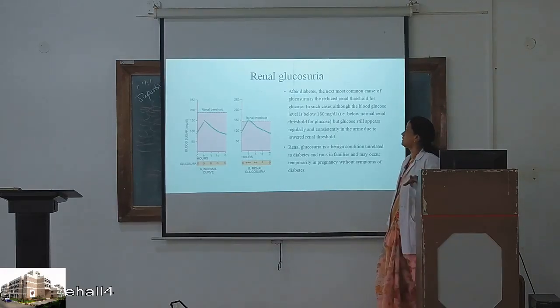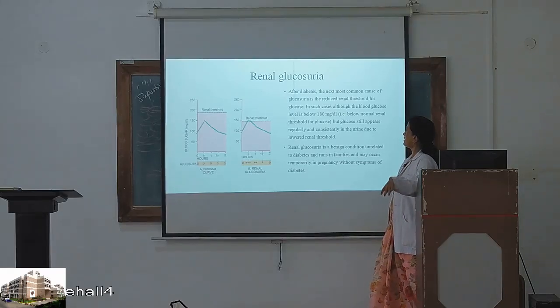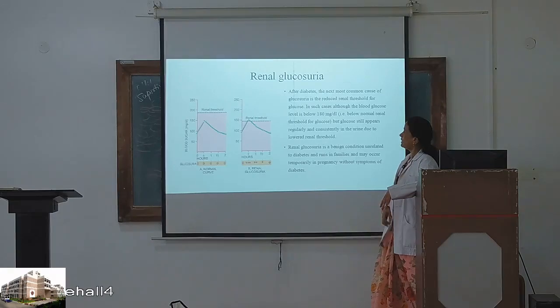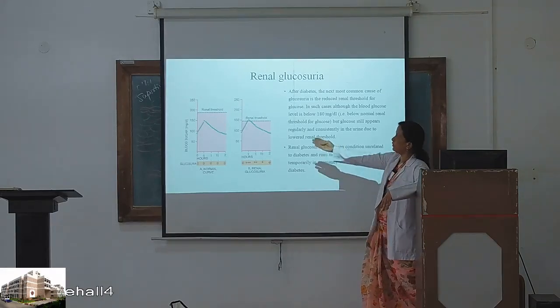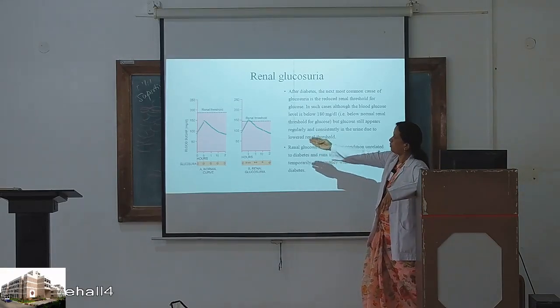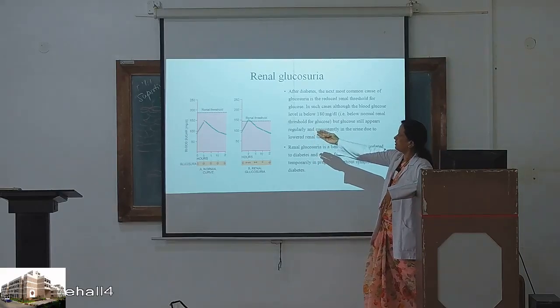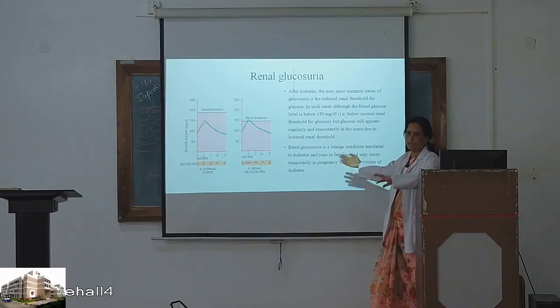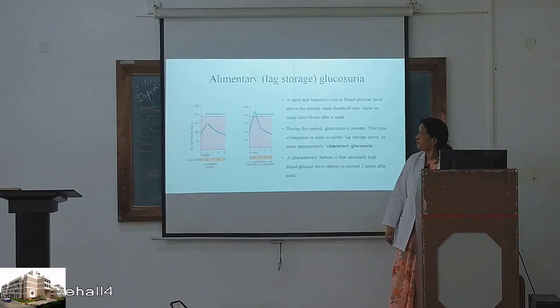Some terminologies, let us know. After diabetes, the next most common cause for glycosuria is decreased threshold of glucose. See, look at the renal threshold, normal curve up to 200. So here it is decreased. Once it reaches that level itself, glucose is excreted. So that is renal glycosuria.